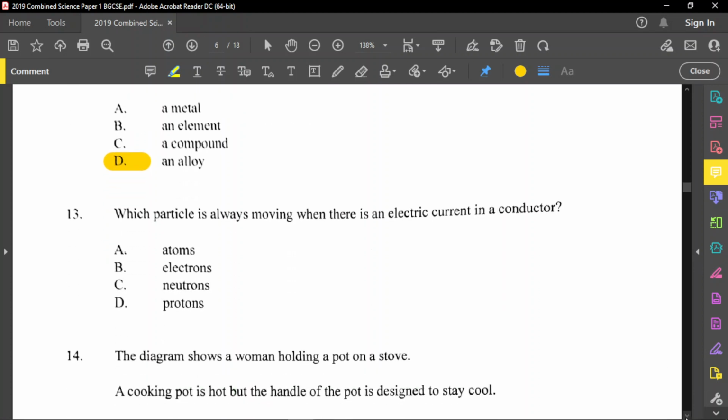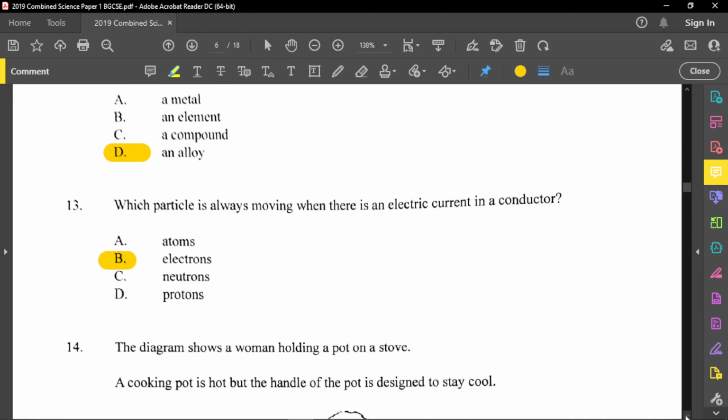Question number 13 says, which particle is always moving when there is an electric current in a conductor? Electric current is the flow of electrons, so electrons will be your answer. And electrons are able to flow through the conductor or through the metal.